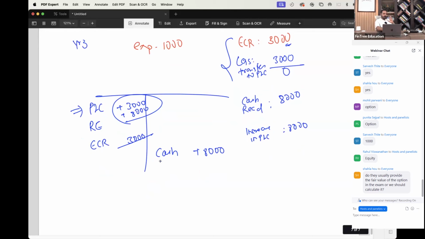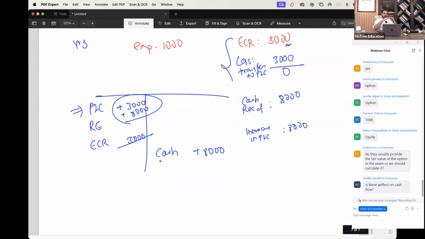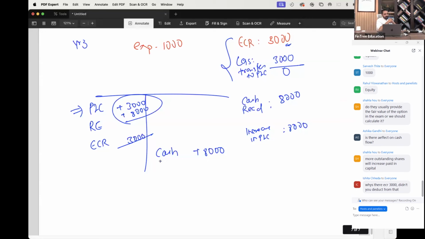Let's do something very fundamental. If a company issues shares for cash, like they're running an IPO, maybe they issue more shares to the shareholder and get cash. How will you do accounting for it? Cash will increase on the asset side, and on the equity side, shares will increase.